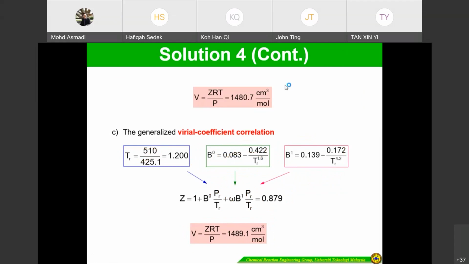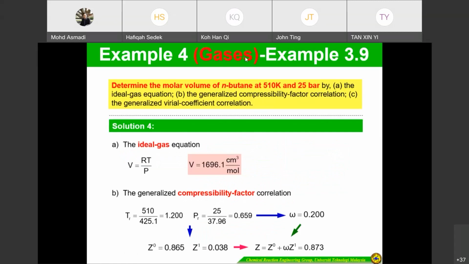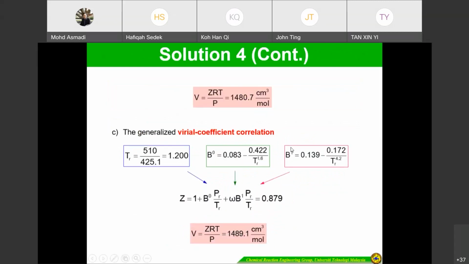Actually, it's not really different, only a few percent difference. Compared with the ideal gas, 1.6, meaning that you cannot use the ideal gas equation. If you use virial, it is acceptable. 25 bar we can still consider as moderate. But for more accuracy, you can use the compressibility factor Lee-Kesler. Understand?